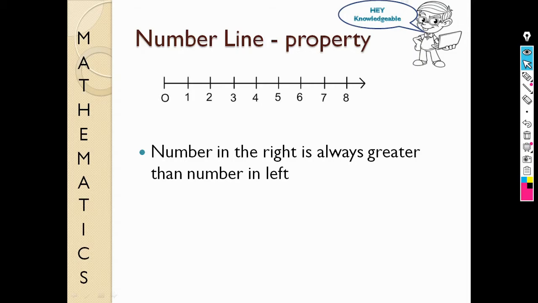What is the property of the number line? The number on the right is always greater than the number on the left. So if we talk about the number 3, then whatever numbers are to the right of 3 are greater than 3, and whatever numbers are to the left of 3 are smaller than 3.